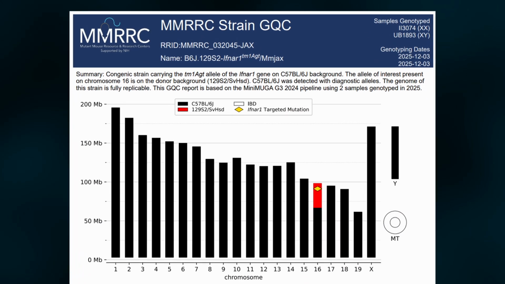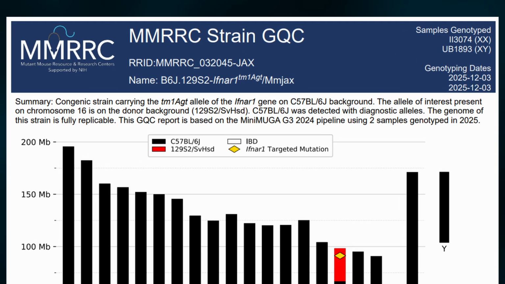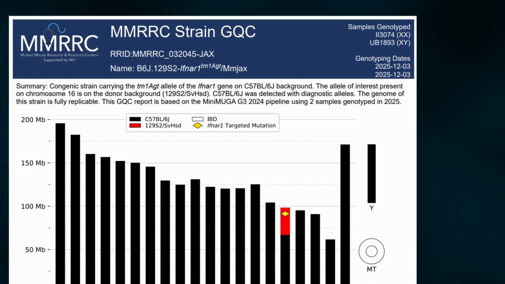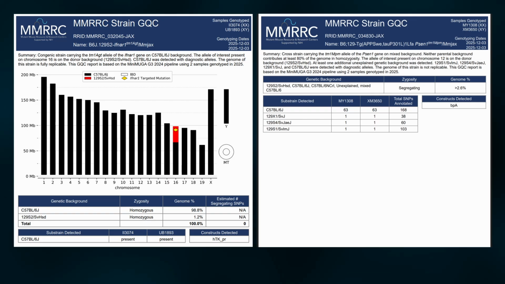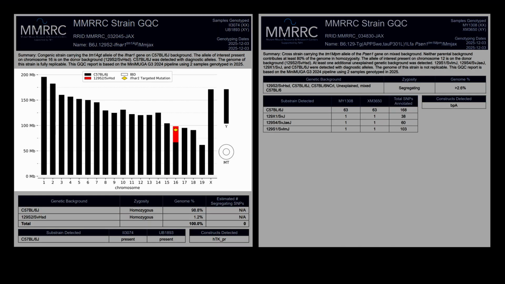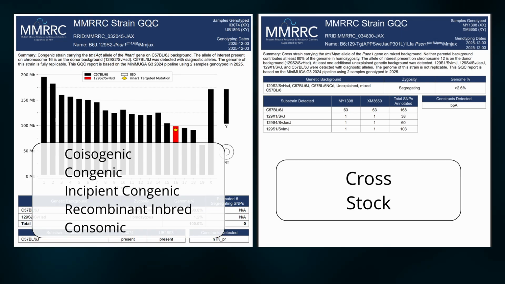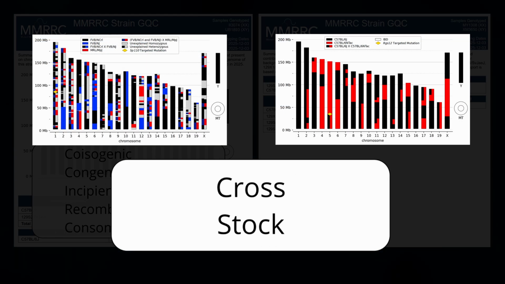The product of the MMRRC strain classifier, the strain type, is used in the summary section of the strain GQC report and must be consistent with the name shown in the report header. Importantly, the strain type also determines the report content. The ideogram, genome analysis, and estimated number of segregating SNPs are not shown in the MMRRC strain GQC report for crosses and stocks because their genomes are not replicable. These figures are available upon request, but they do not accurately represent the genome of the strain.